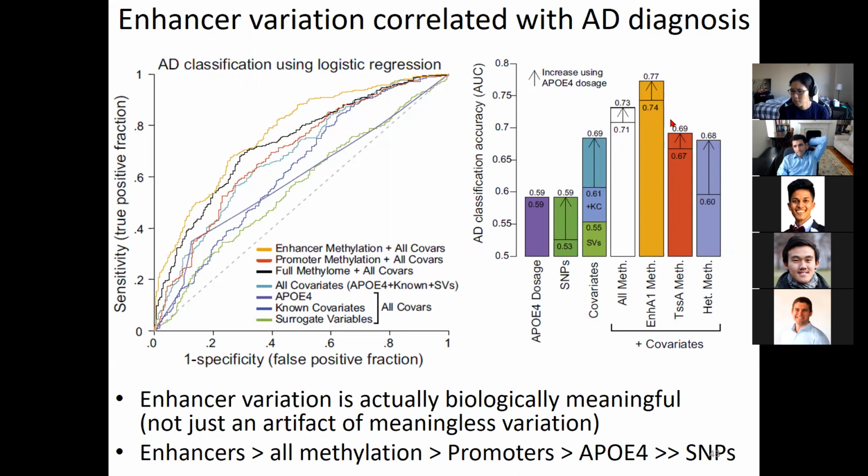So that basically means that not only are enhancers more variable, not only are enhancers more genetically controlled, but the genetically controlled enhancers are more likely to be having an impact on disease variation. So basically the prediction power of Alzheimer's is much higher if I look at methylation in enhancers rather than in promoters, whether or not it's genetically driven.